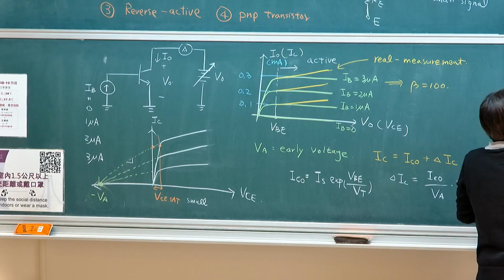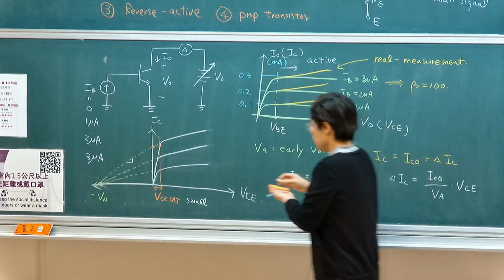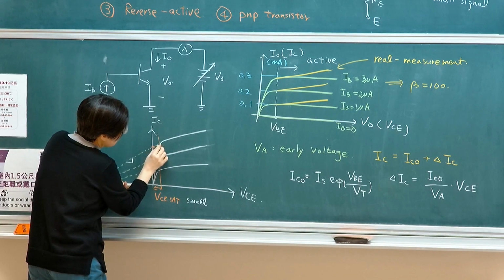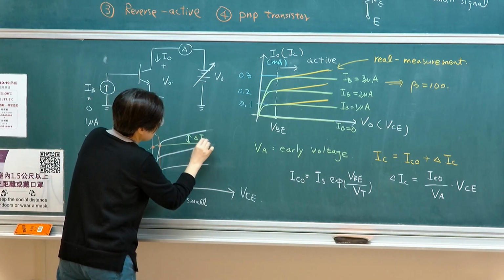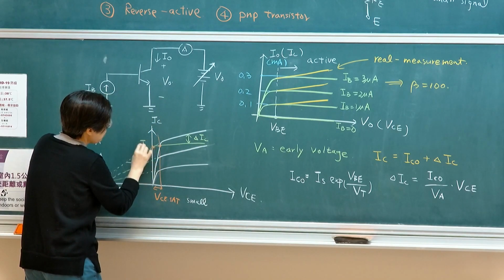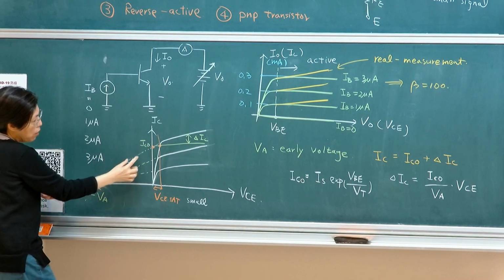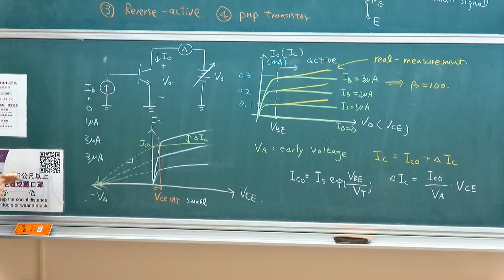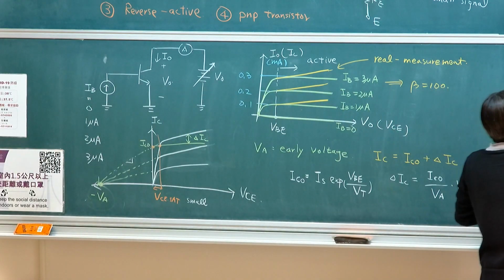So your corrected current will be, once again, ICO plus a delta incremental IC. I'm assuming that this is flat, and this difference is delta IC. So this refers to ICO, right? I'm using ICO to project the slope, using the additional VCE to project further downwards. Okay? So then I'm just going to write down the equation.